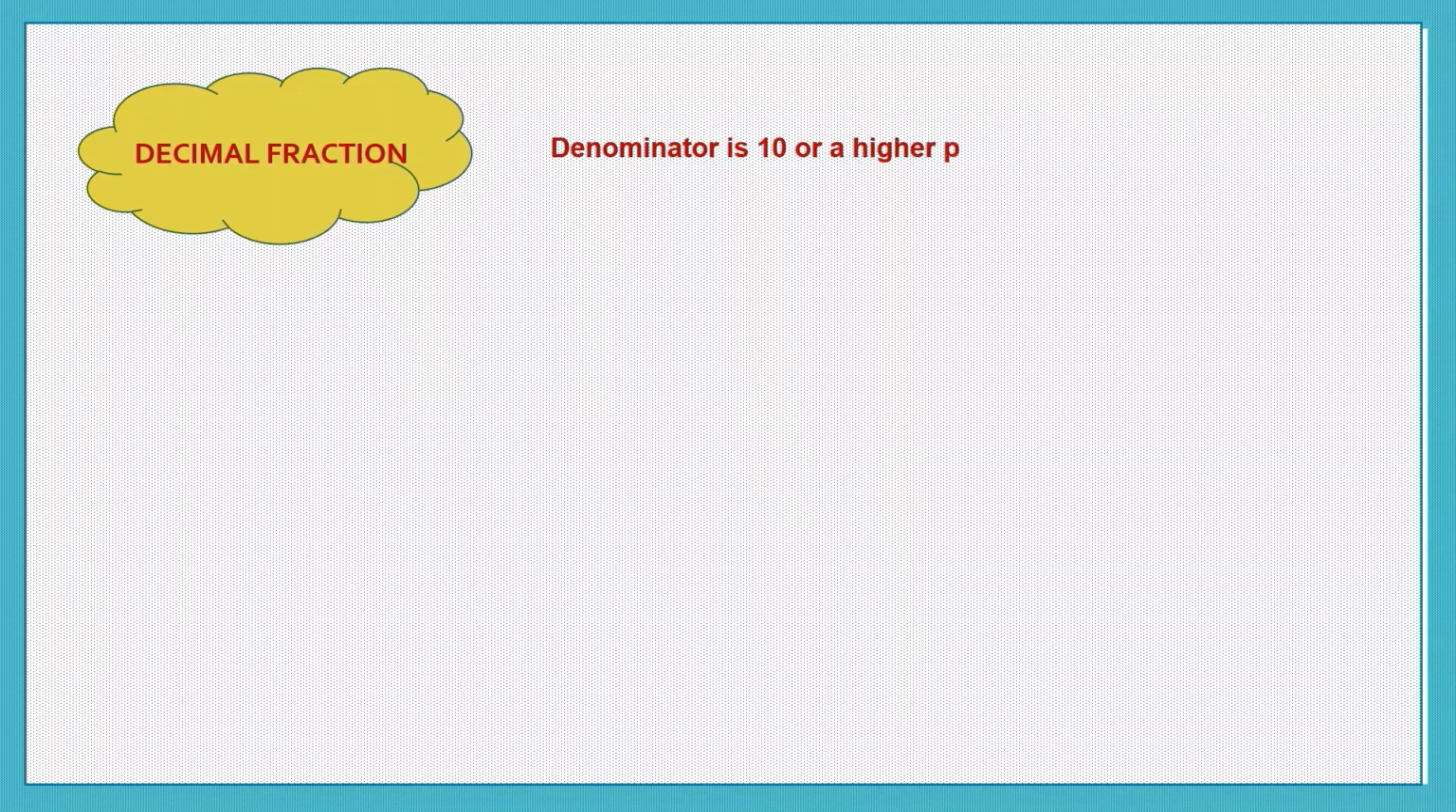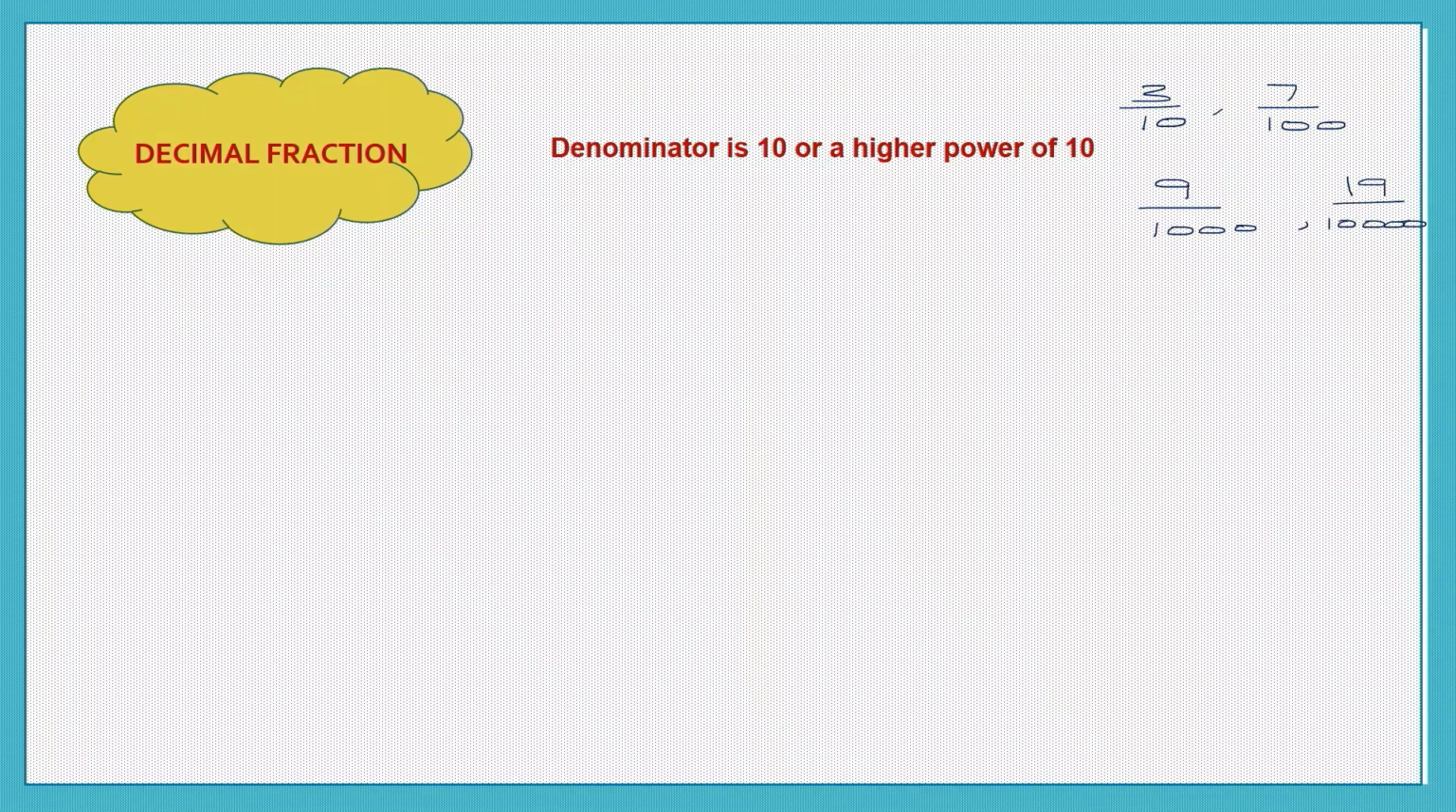Then we have the decimal fraction. What is a decimal fraction? When the denominator is 10 or a higher power of 10. That is, if I have 3 by 10, this is a decimal fraction. If I have 7 by 100, this is a decimal fraction. If I have 9 by 1000, decimal fraction. If I have 19 by 10,000, this is a decimal fraction. So 10, 100, 1000, 10,000, these are all called higher powers of 10. So whenever the denominator is 10 or a higher power of 10, we call it a decimal fraction.